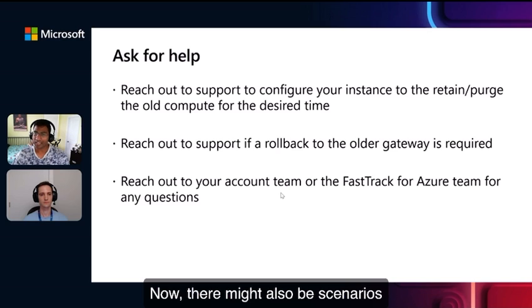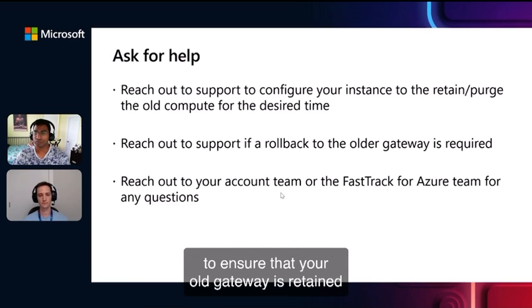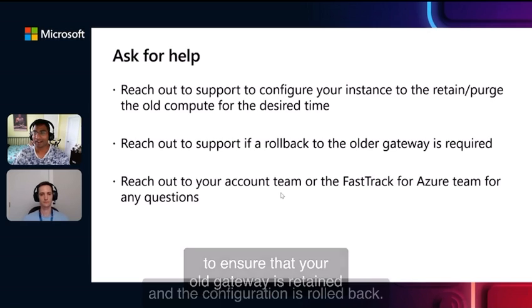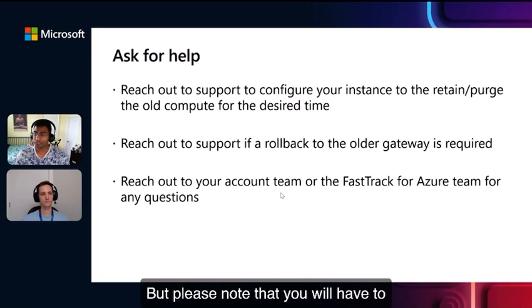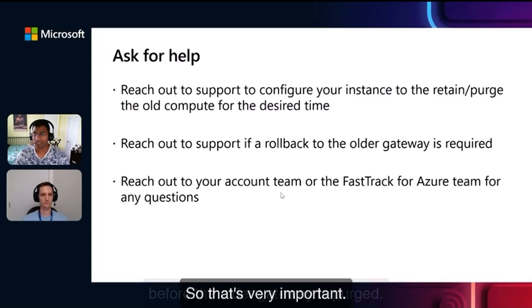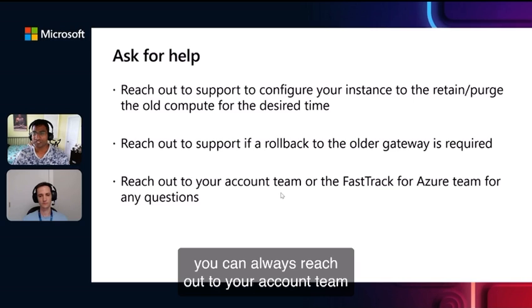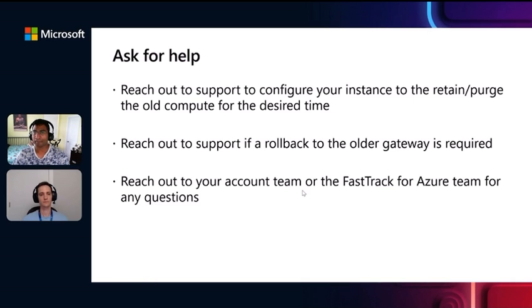Now, there might also be scenarios where you might decide to roll back your migration to the older gateway. You can as well reach out to support in time to ensure that your old gateway is retained and the configuration is rolled back. But please note that you will have to reach out to the support well ahead to make sure that your rollback is initiated before the older gateway is purged. So that's very important. In case you have any other questions, you can always reach out to your account team or the Fast Track for Azure team for any help.